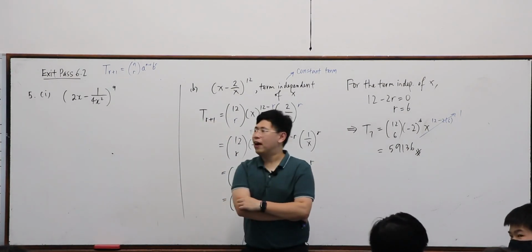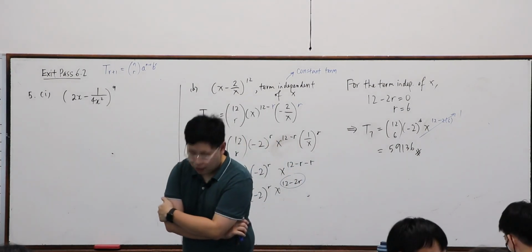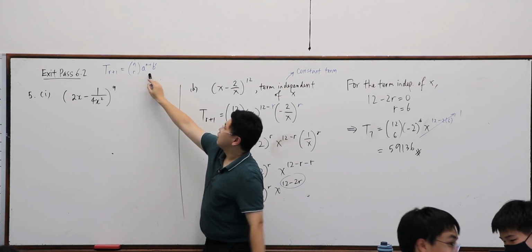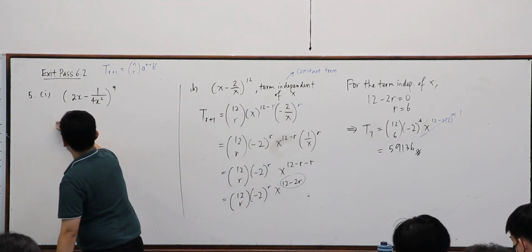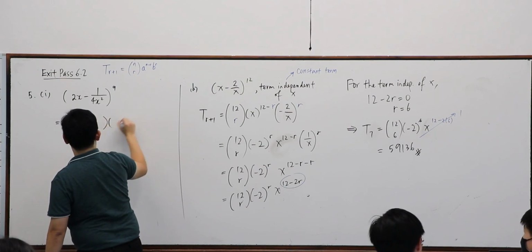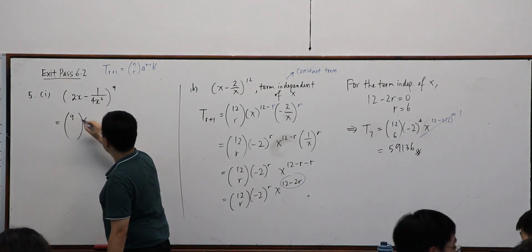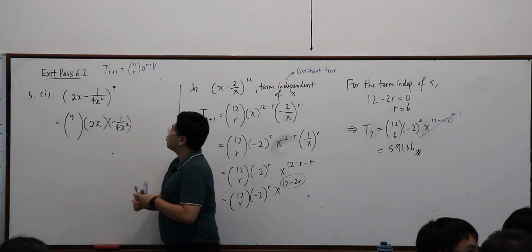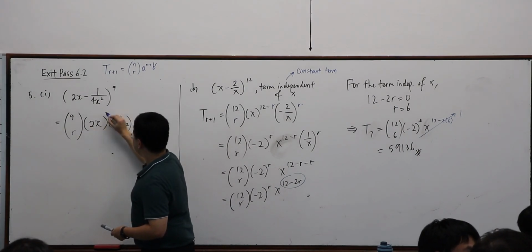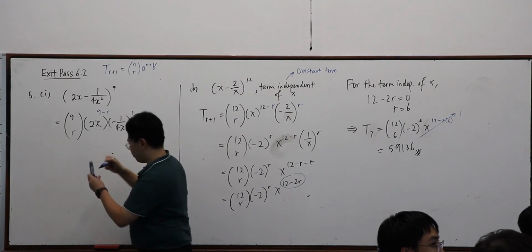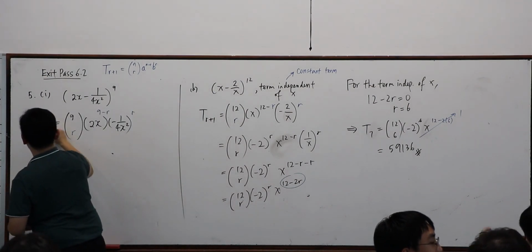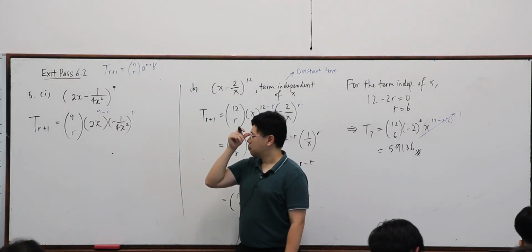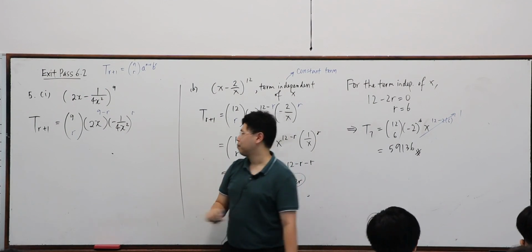Okay, question 5. Now we have another one over here. Write down the general term of this expansion. For the general term, we make use of this formula: n choose r, something and something. So we have 9 choose r, we have the 2x, and we have negative 1 over 4x squared. Let's look at the power. The power will be r. This is 9 minus r. This is r. And this is the general term, so it's T r plus 1, the r plus 1 term.